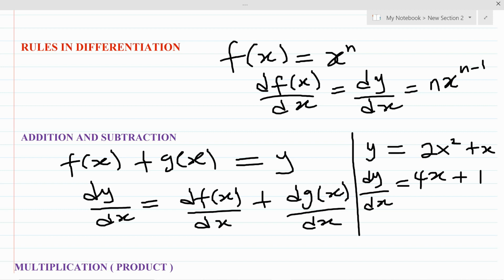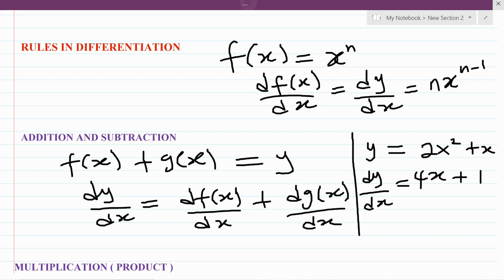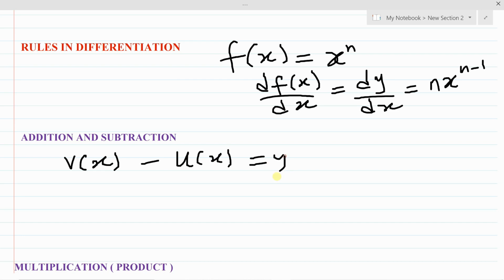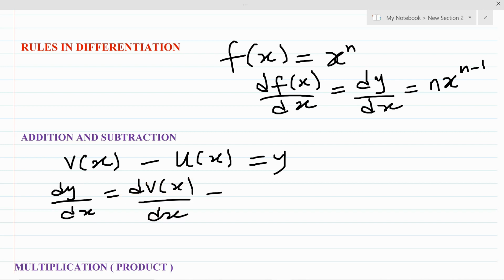So let's look at subtraction as well. We will need them, that is why we are treating these. Let's say I have a function v of x minus u of x equals y. How do I differentiate this? Just the same as with addition, dy dx will be equal to dv of x dx minus du of x dx. So let's look at an example.